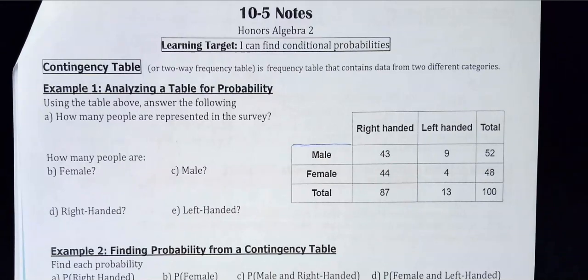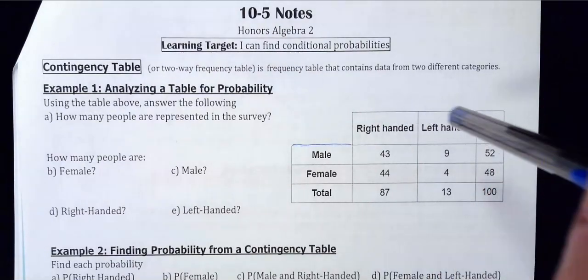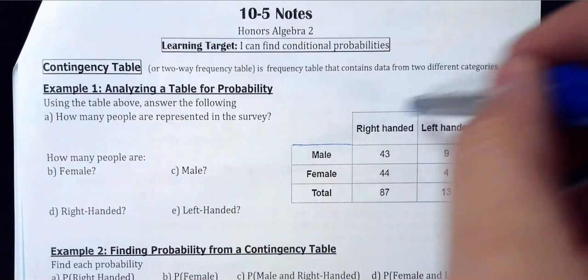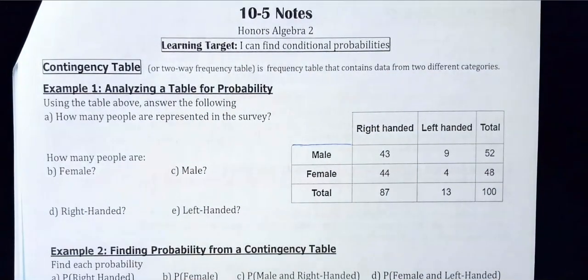So the two categories are right-handed or left-handed, male or female. There can be 3, 4, 5 categories. It doesn't have to be strictly two, but this is just a small example.